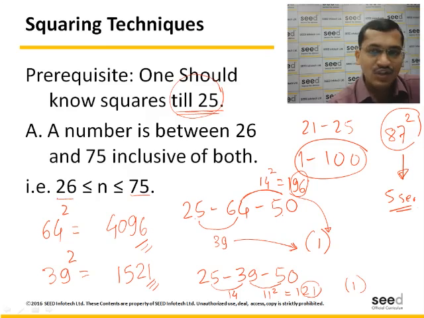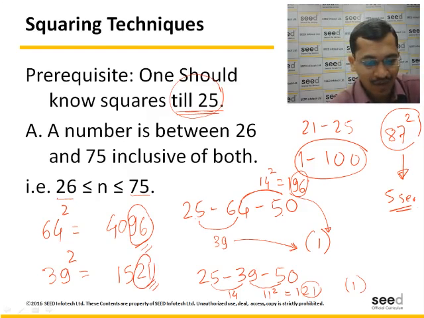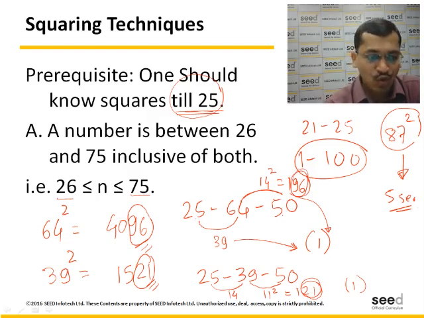Just remember, the last two digits are provided by the square of the difference. So 21 should be taken from here. So this is about squaring a number between 26 and 75.